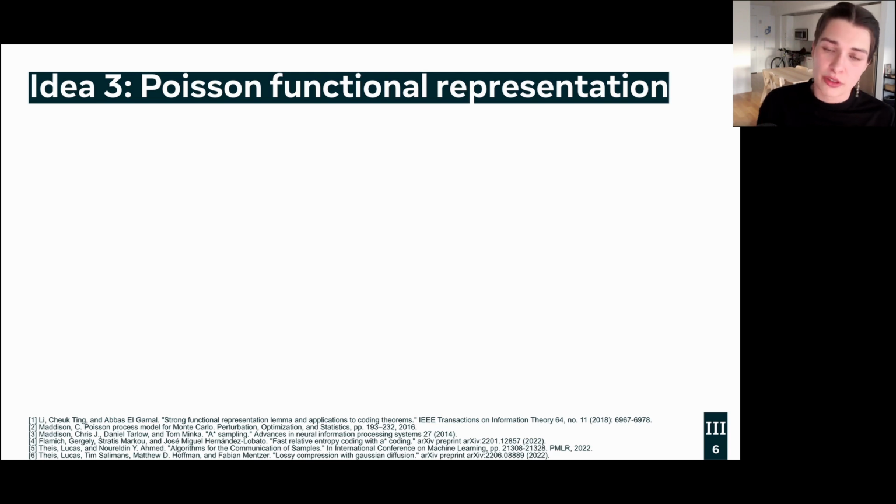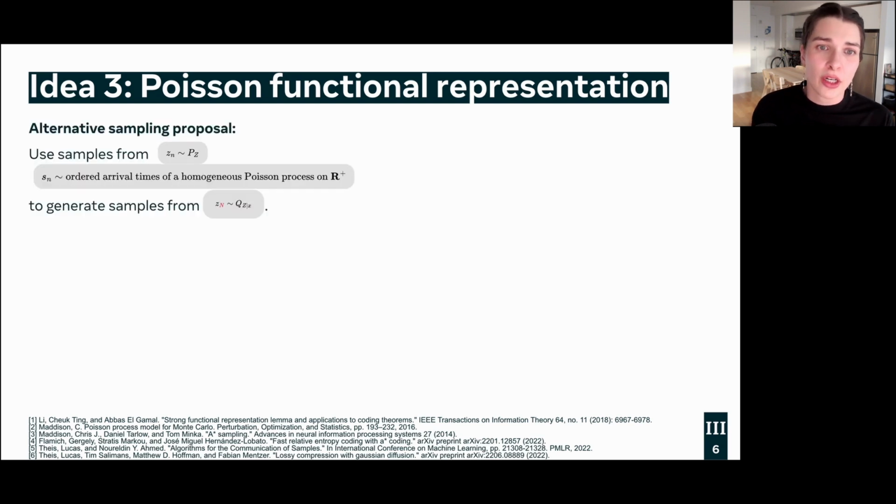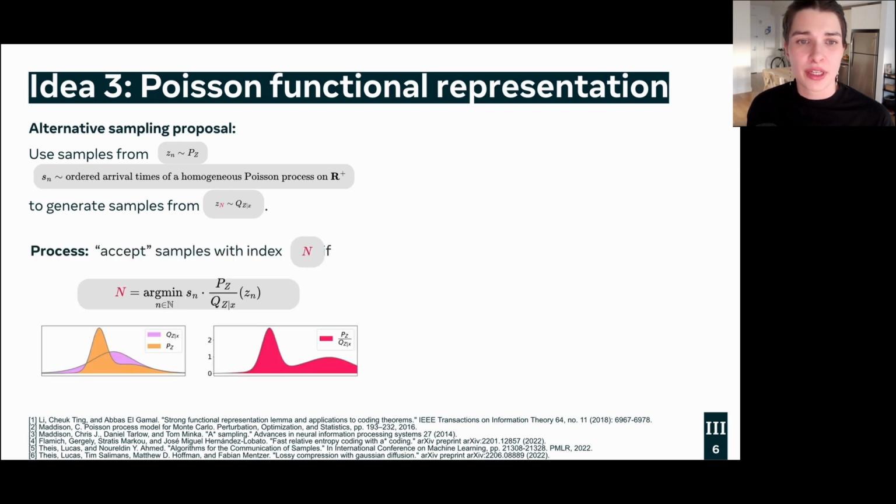But what we are going to stay with in the next proposal is the general idea of coding indices instead of samples. The solution to our problems is another sampling scheme and a respective codec. For this one, again, we need samples from our public proposal distribution and public, ordered samples of a homogeneous Poisson process on the real line. We will accept a particle only if it is the solution to minimizing the product of the density ratio and the ordered arrival times. Hence, the acceptance becomes more likely as time goes on.